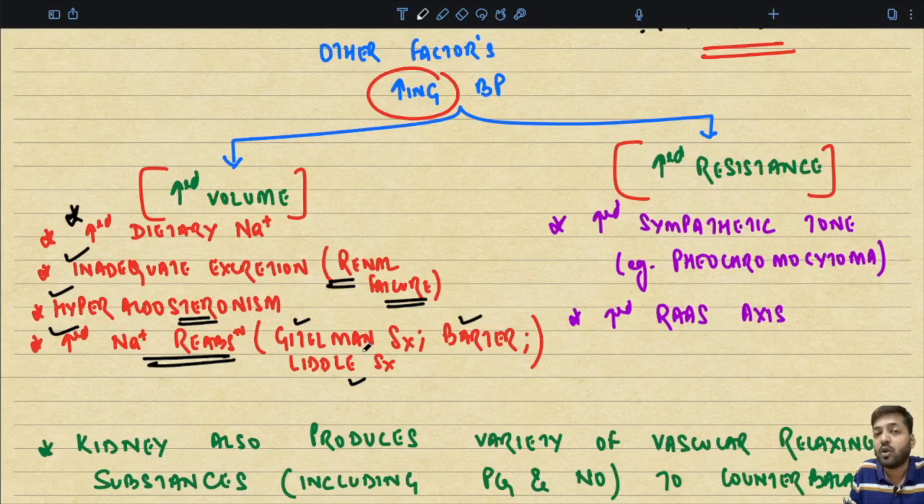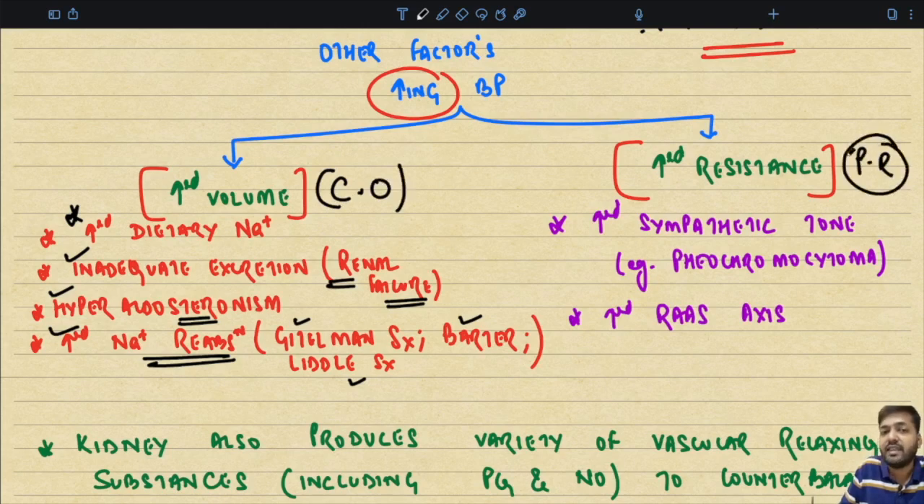What are the factors which are causing a rise in blood pressure? We know that blood pressure is determined by the cardiac output and by the peripheral resistance. So anything which is increasing the cardiac output, like excessive intake of salts and therefore excessive dietary sodium, or inadequate excretion of sodium because of conditions of renal failure or hyperaldosteronism, or because of increased sodium reabsorption in certain genetic conditions like Gitelman syndrome, Bartter syndrome, Liddle syndrome.